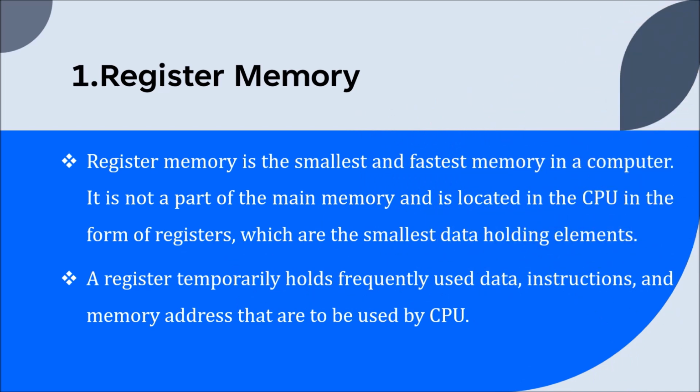Register memory. Register memory is the smallest and fastest memory in a computer. It is not a part of the main memory and is located in the CPU in the form of registers, which are the smallest data-holding elements.